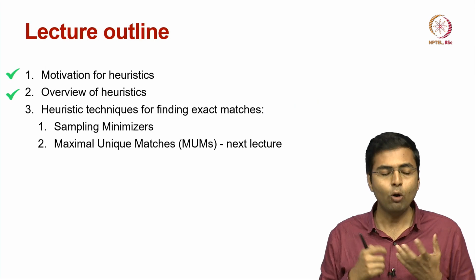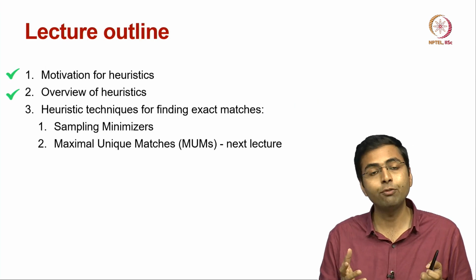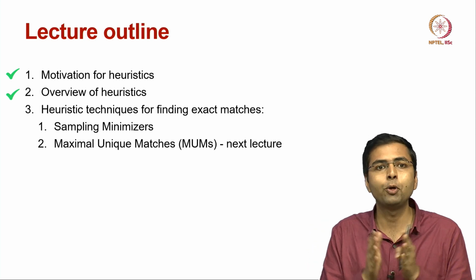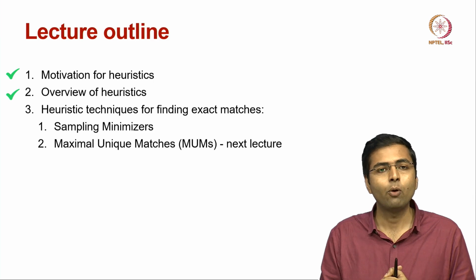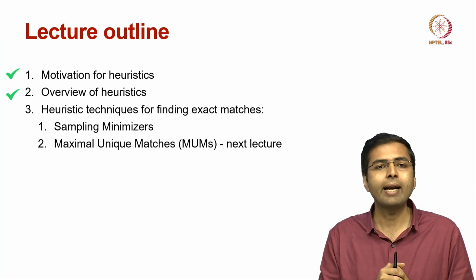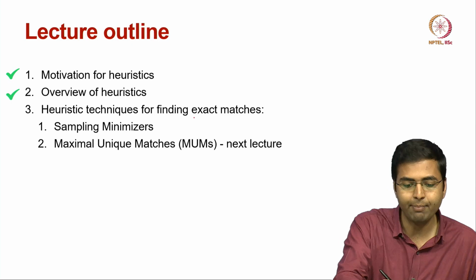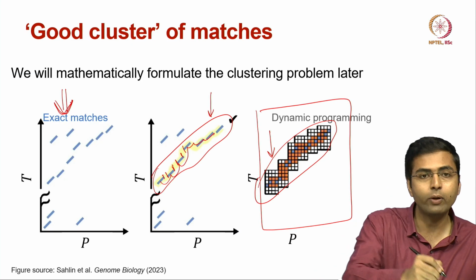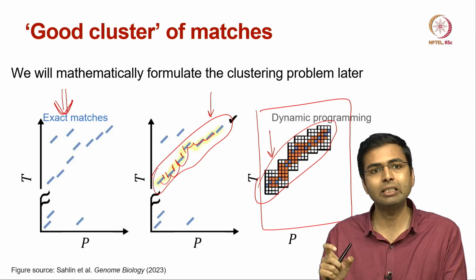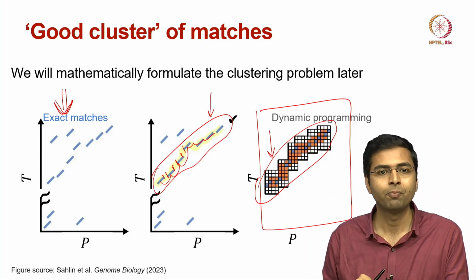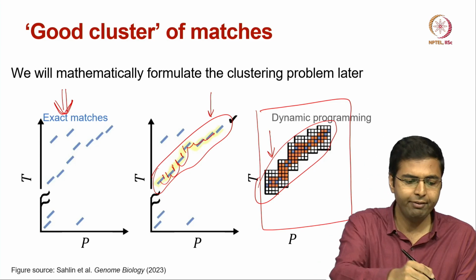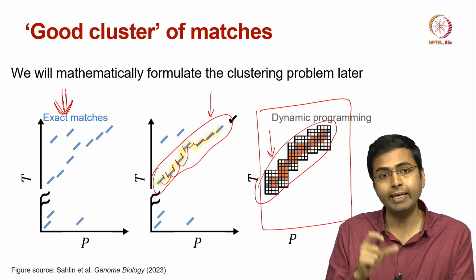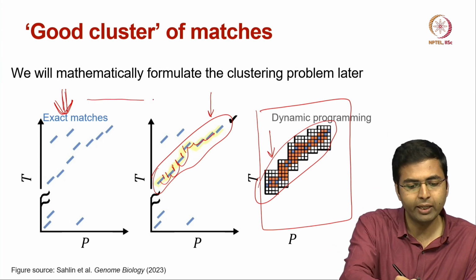Okay. So far I have given you the motivation for why we need heuristics, and I have given you a high-level overview of how these heuristics are going to work. Now, as a first step, let us look at some of the heuristic techniques for finding exact matches, that is, basically this step. How are we going to find these exact matches between the text and the pattern P? We have to be clever at this step also, because we need a fast method to compute exact matches between the text and the pattern. Only then will we be able to move to the next steps.